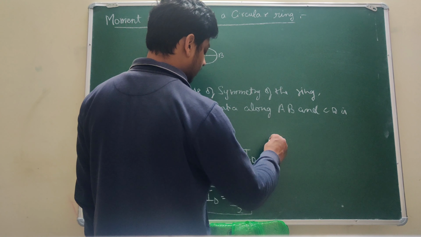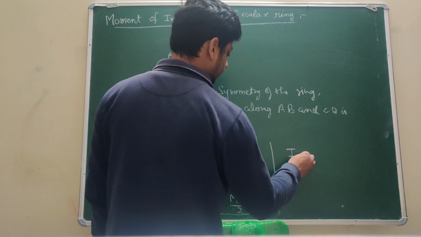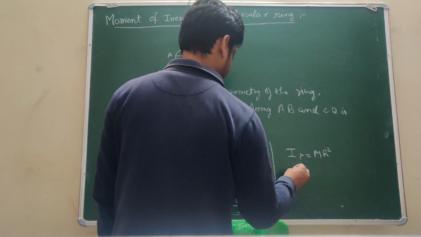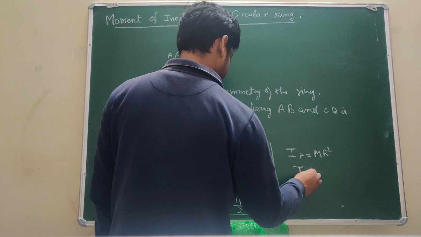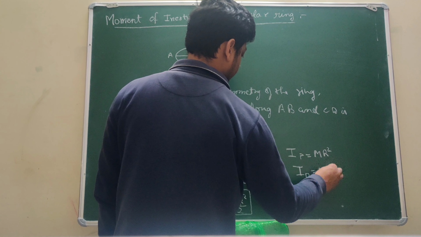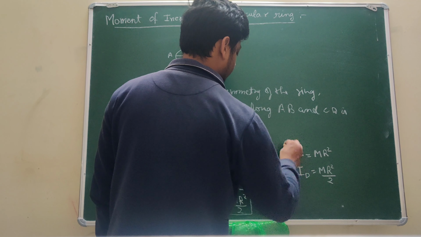So for the perpendicular axis, the moment of inertia is M r square, and for the diameter it is M r square by 2.